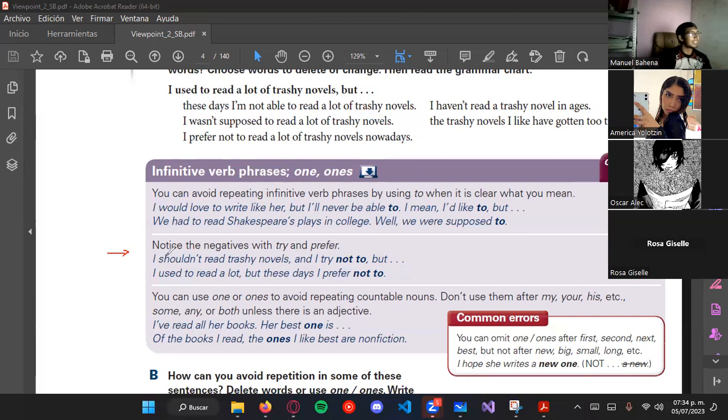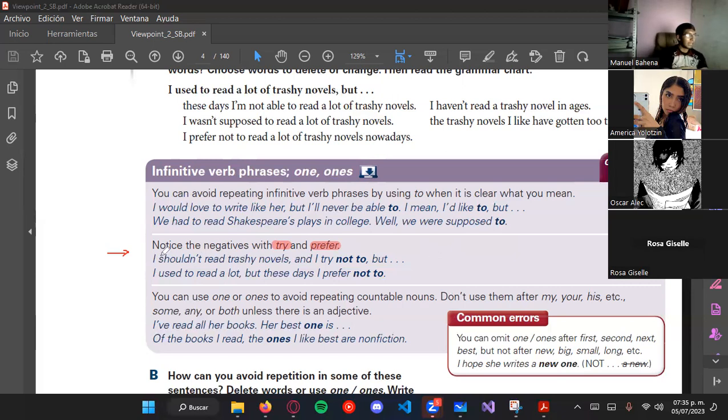So it says, notice the negatives with try and prefer, okay? We're going to notice these ones. When we're using the words try and prefer, what is try and what is prefer? What do they mean in Spanish? Try and prefer. What's the meaning of those words in Spanish? Sería tratar, ¿no? Tratar, intentar, ajá, y prefer. Como preferir. Preferir, exactly. Yes, Rosa, thank you very much.